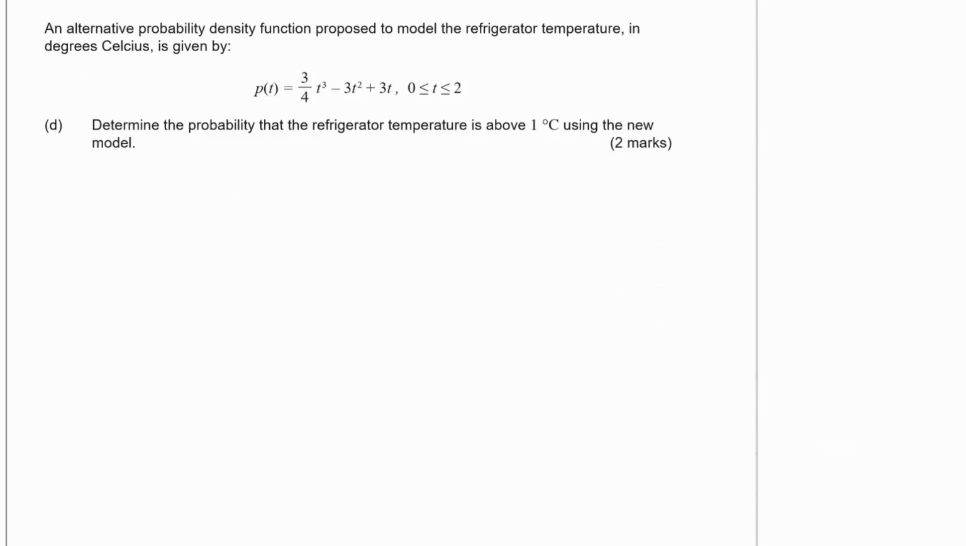An alternative probability density function proposed to model the refrigerator temperature in degrees Celsius is given by this. Determine the probability that the refrigerator temperature is above 1 degree using the new model. And we can see t is from 0 to 2. So that seems to me that we would use the integral from 1 to 2, so those are all the temperatures that are above this.